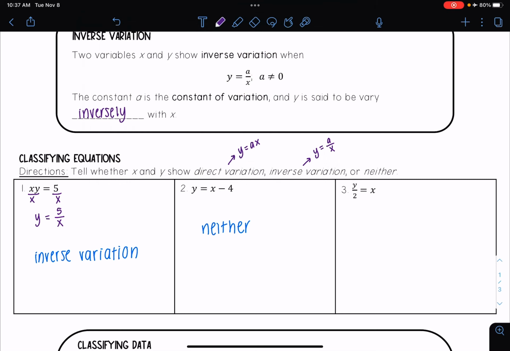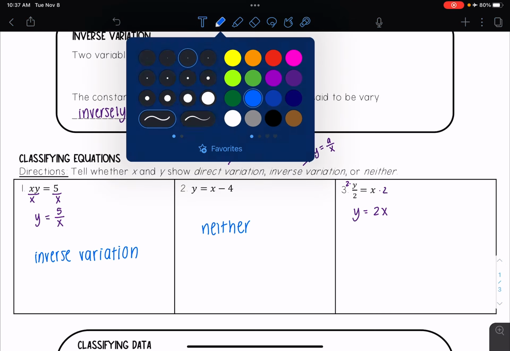Okay, now this last one, I have y divided by 2 is equal to x. First step here is I want y to be isolated. So I want to move that 2 to the other side. Since it's being divided here, I'm going to multiply both sides by 2. And I get that y is equal to 2x. So here I see this one is in the form of y is equal to ax, where here a is equal to 2. And so since that is the case, that means that this one is going to be direct variation.